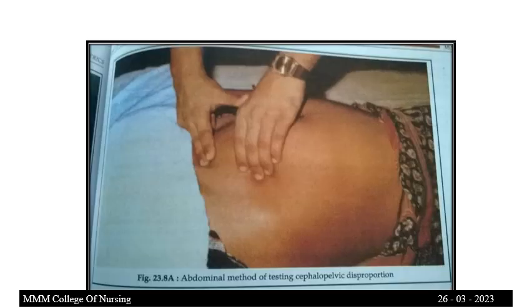So as you see, with the left hand, they are holding the head of the baby. The middle and the index finger are placed above the symphysis pubis. By holding the head of the baby, you have to push the baby backward and downward, and see whether there is any overlapping of the symphysis pubis with the parietal bone. This is how you test the cephalopelvic disproportion by abdominal palpation method.